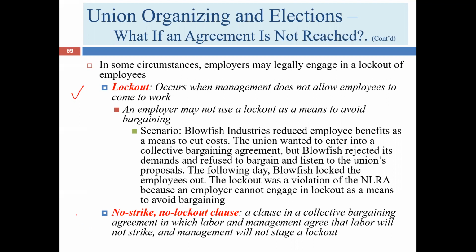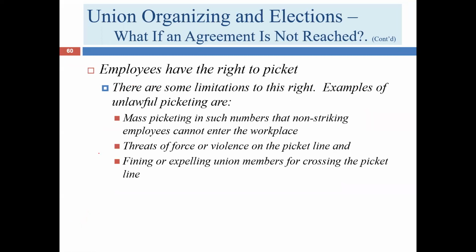We've already talked about this possibility too, the no strike clause, no lockout clause. It's a clause in a collective bargaining agreement in which labor and management agree that the labor will not strike during the term of the contract and the management will not stage a lockout. And again, this is how you get the wildcat strikes, because the union's hands are tied during the term of the contract if this clause exists. They cannot recommend a strike.